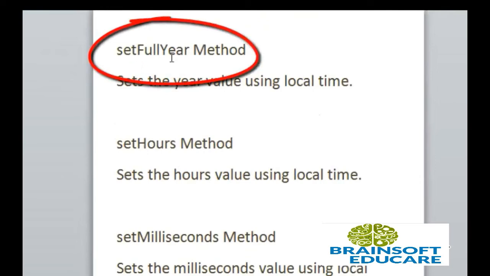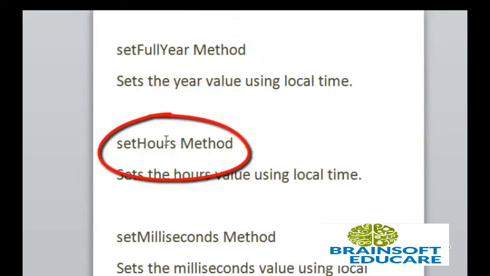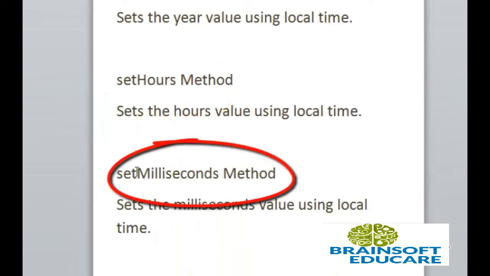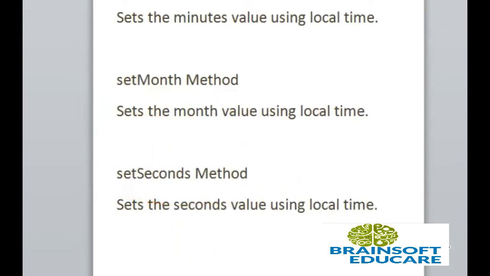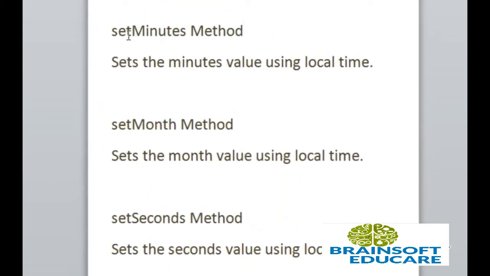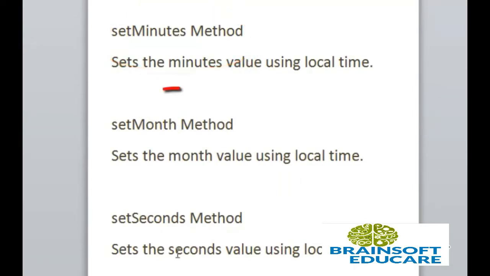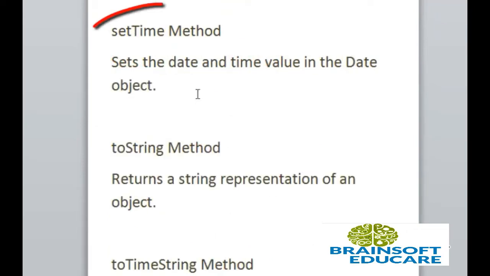We can set the full year using the setFullYear method. We can set hours using the setHours method. We can set milliseconds also using the setMilliseconds method. Same way, we can set minutes, set month, and set seconds. setTime sets the date and time value in the date object.